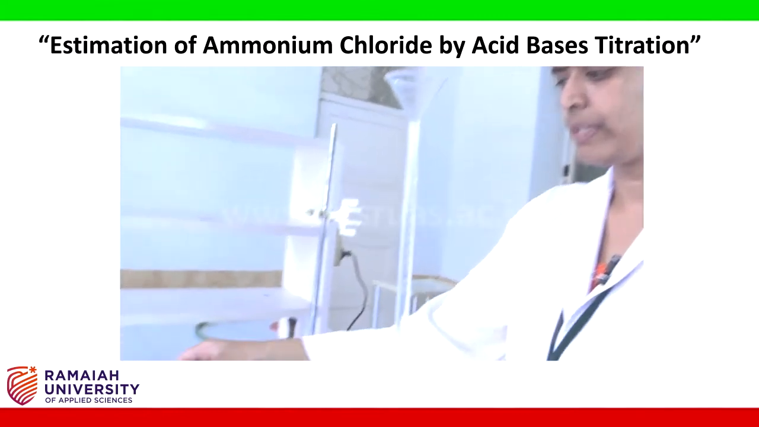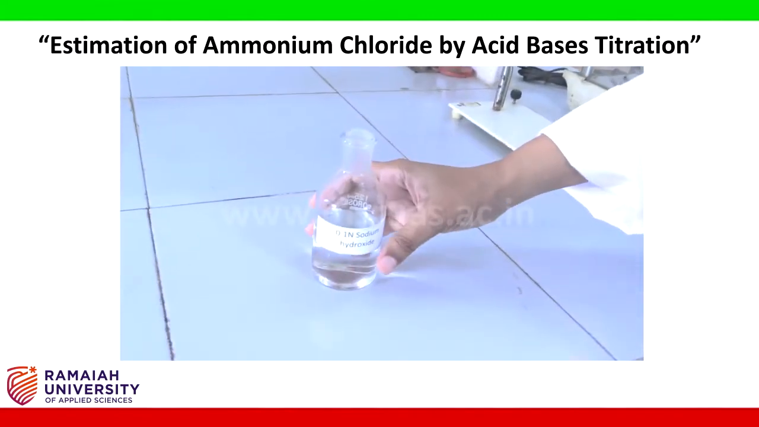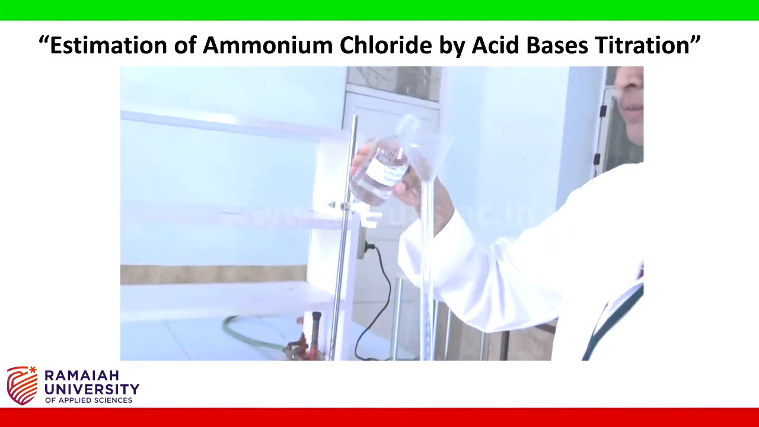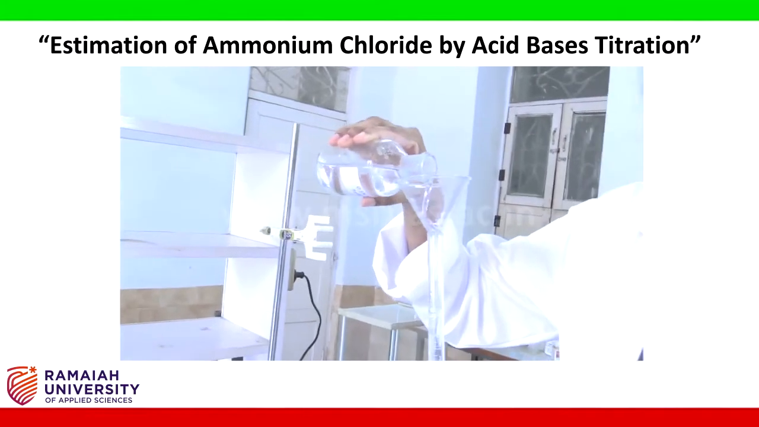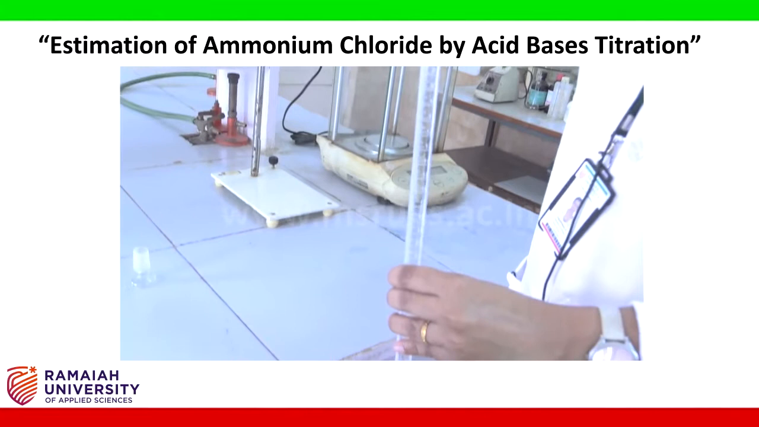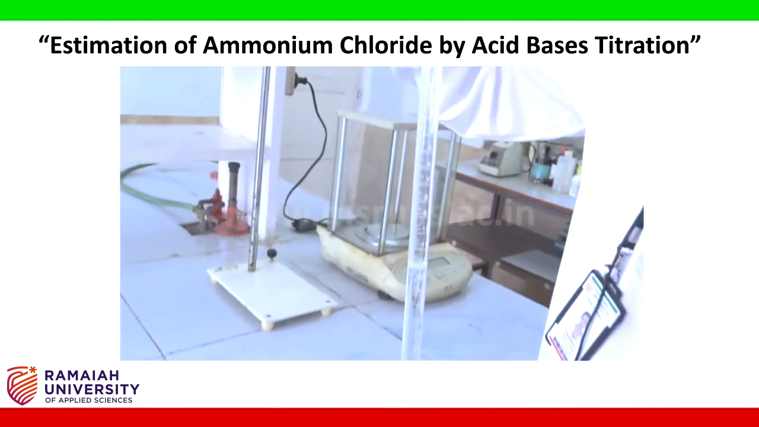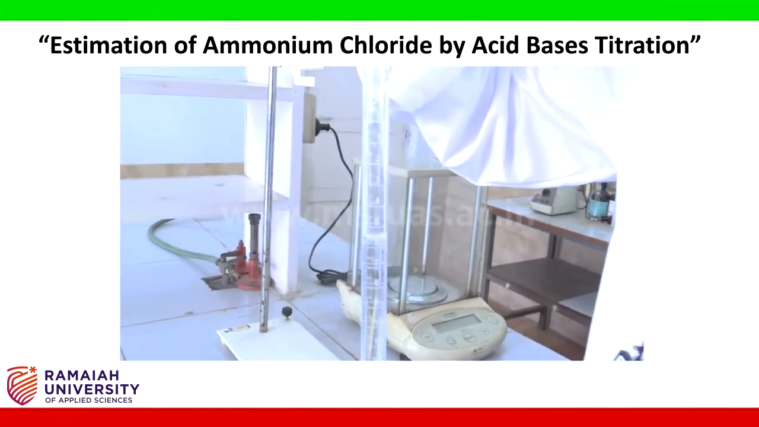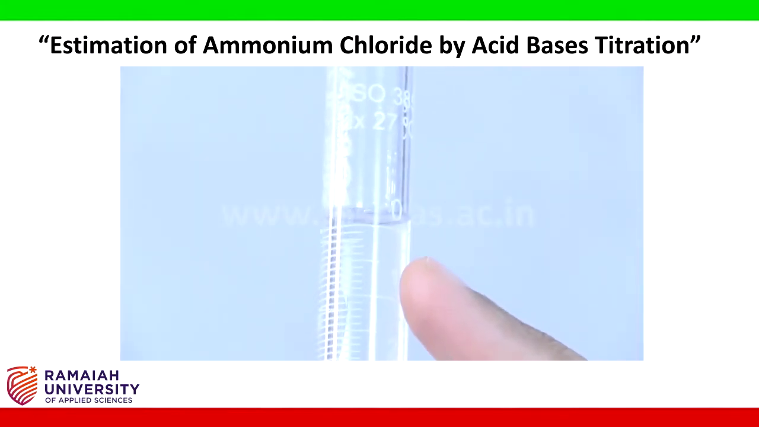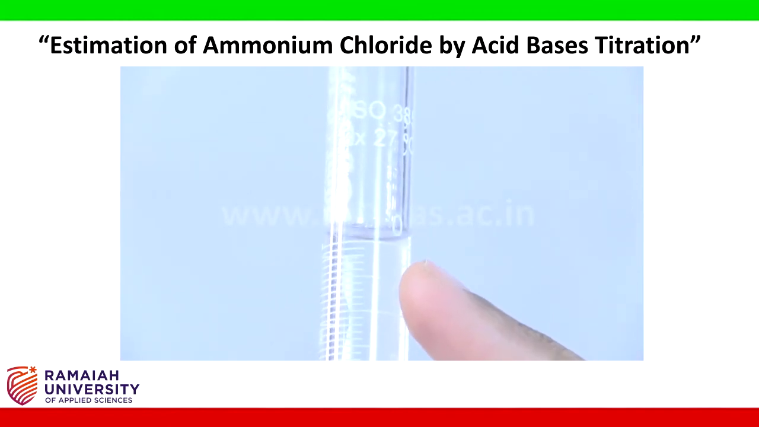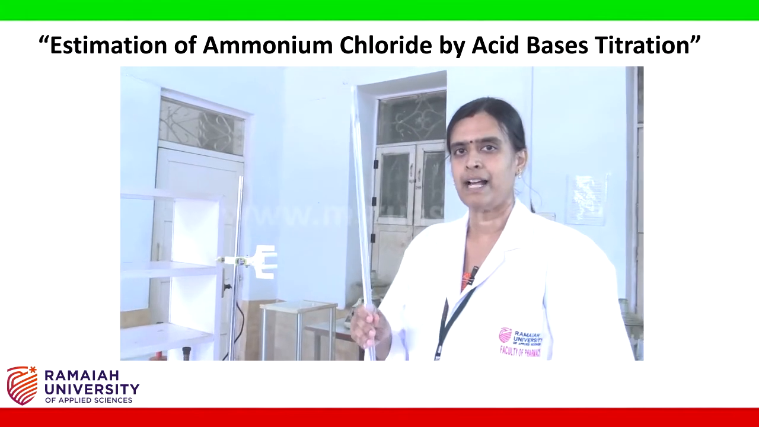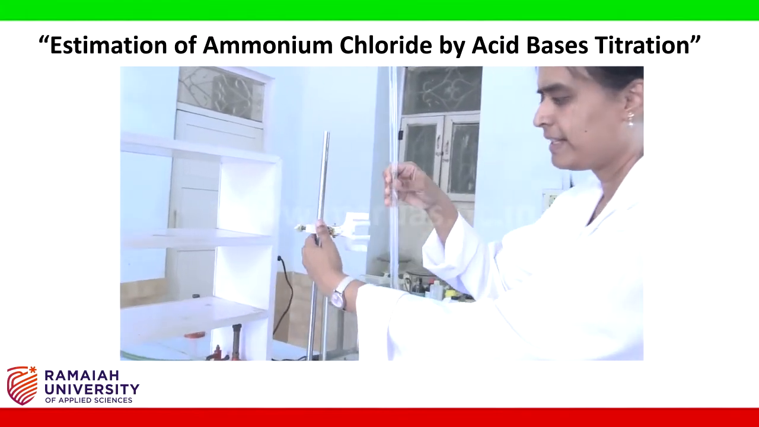After rinsing the burette, fill the burette with 0.1 normal sodium hydroxide solution, which is the titrant used. Fill the burette up to the mark. For the colorless solution, always see the lower meniscus. After filling the burette, clamp the burette vertically in the burette stand.